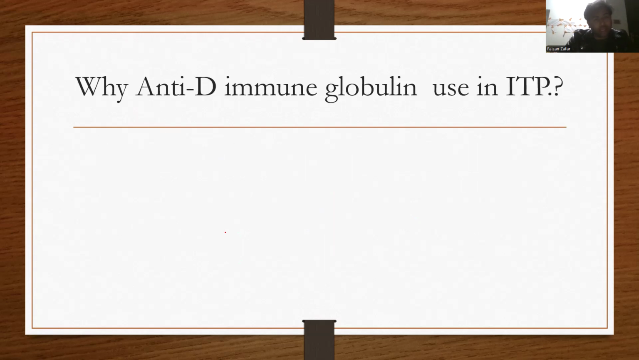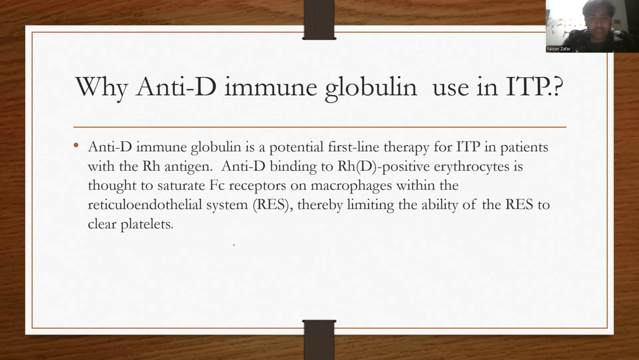Okay, why is anti-D immunoglobulin used in ITP? Can you guess why it is used? Okay, you are right. Anti-D immunoglobulin is a first-line therapy for ITP patients who are Rh antigen positive. What it will do is bind to the Rh positive erythrocytes, the RBCs, and saturate the Fc receptors on the macrophages.